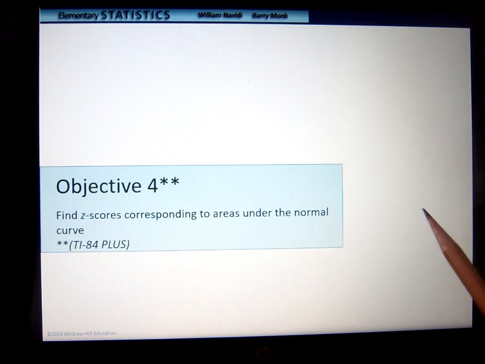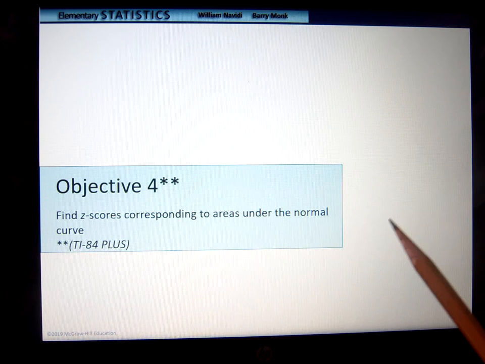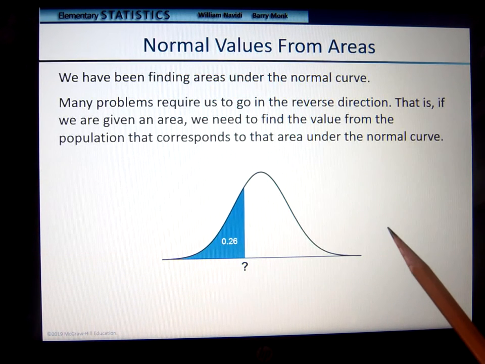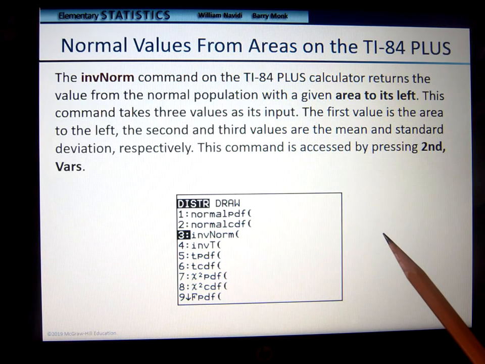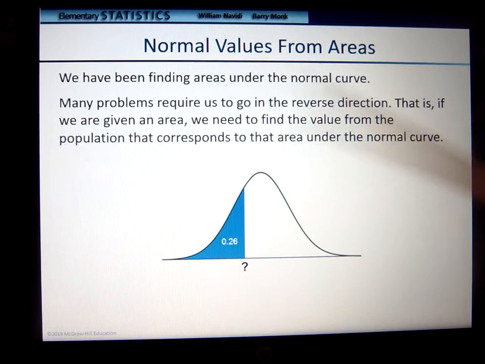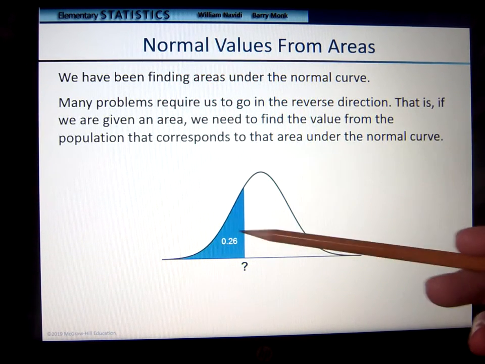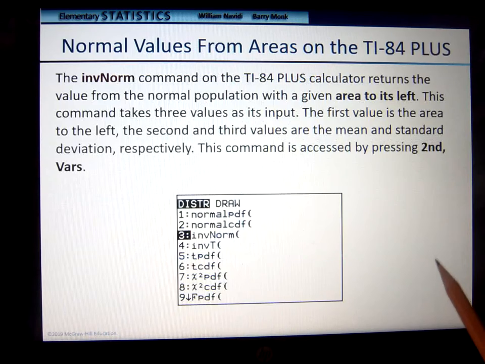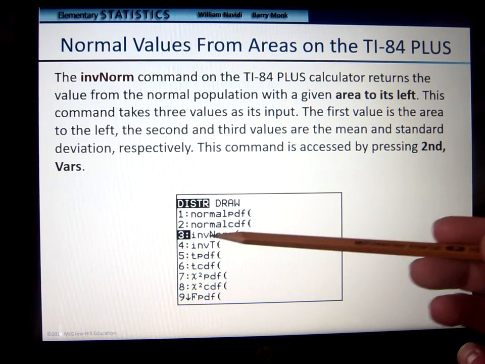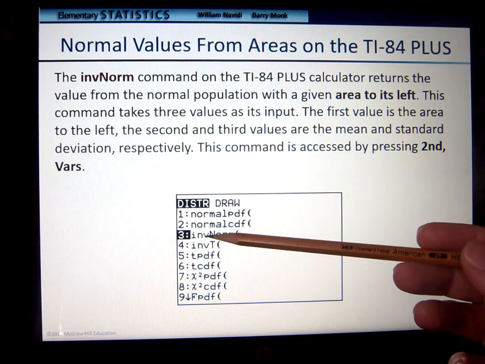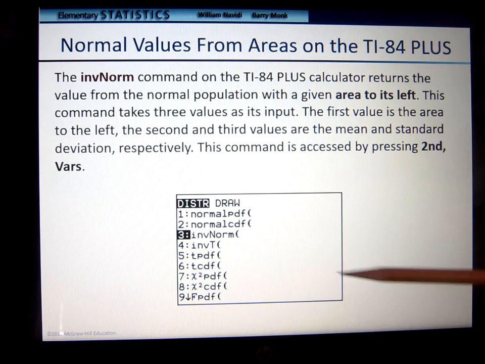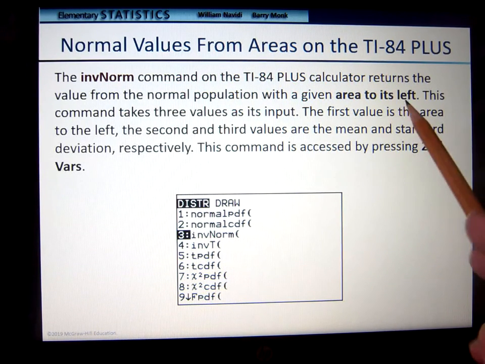Finding z-scores corresponding to the areas under the normal curve. Oh, we already did this. Maybe this is a double. Oh, nope, this is going in reverse. Okay, so we've been finding areas in a normal curve. Now let's see how we do it with our calculator when we're given the area. This time we go to invNorm, kind of like inverse normal. The calculator will return the value of the normal population with the given area to the left.